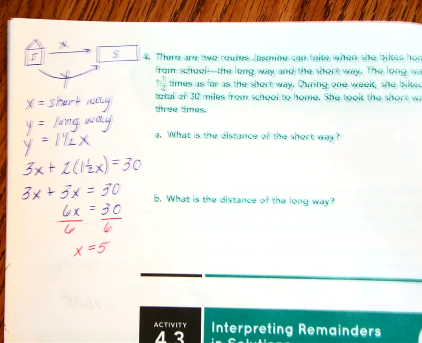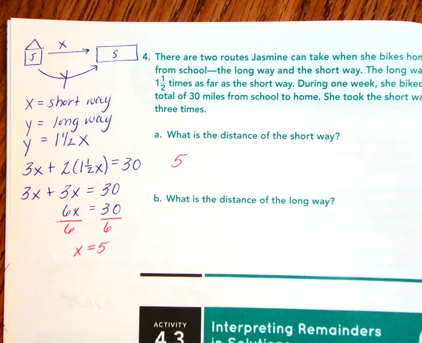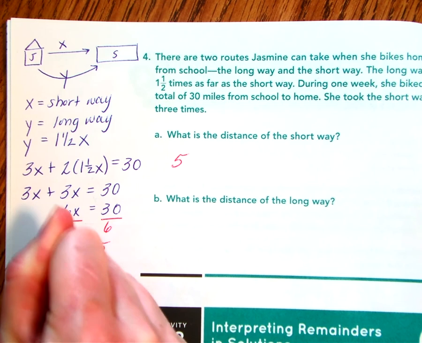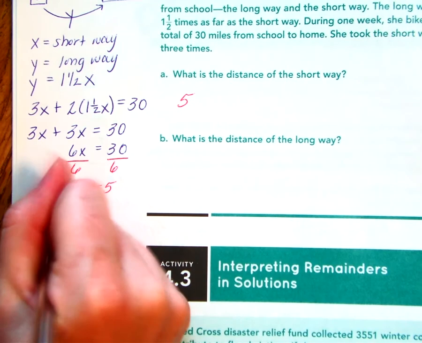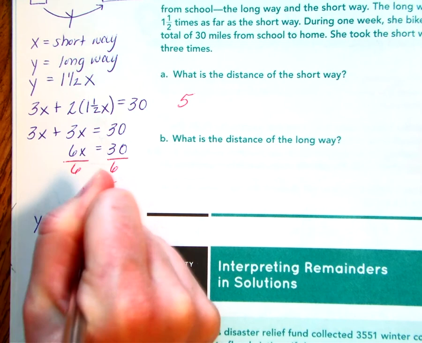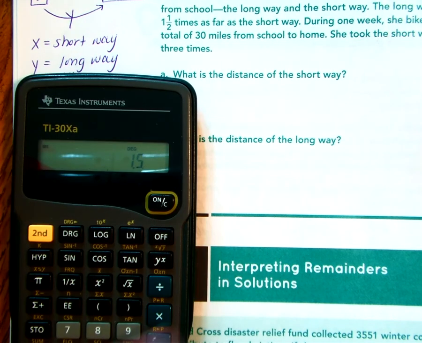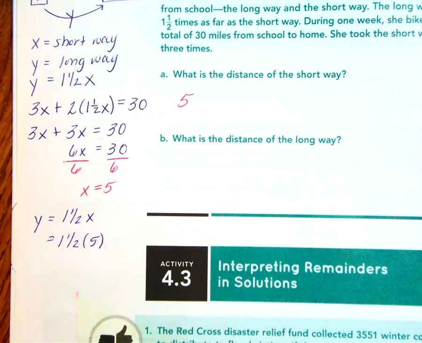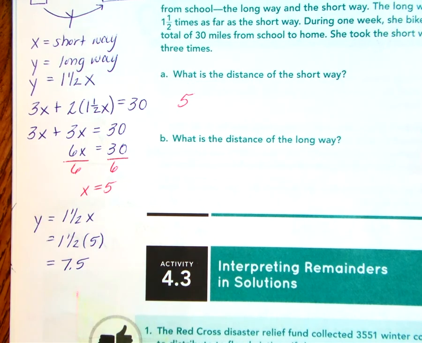What is the distance of the short way? 5, I thought. 5 is good. And then I thought, okay, how am I going to get the distance of the long way? Well, the distance of the long way is y equals 1.5x. I know x is 5, so I'm just going to do 1.5 times 5. Okay, 1.5 times 5, 7.5. So the long way is 7.5. I felt good about that.